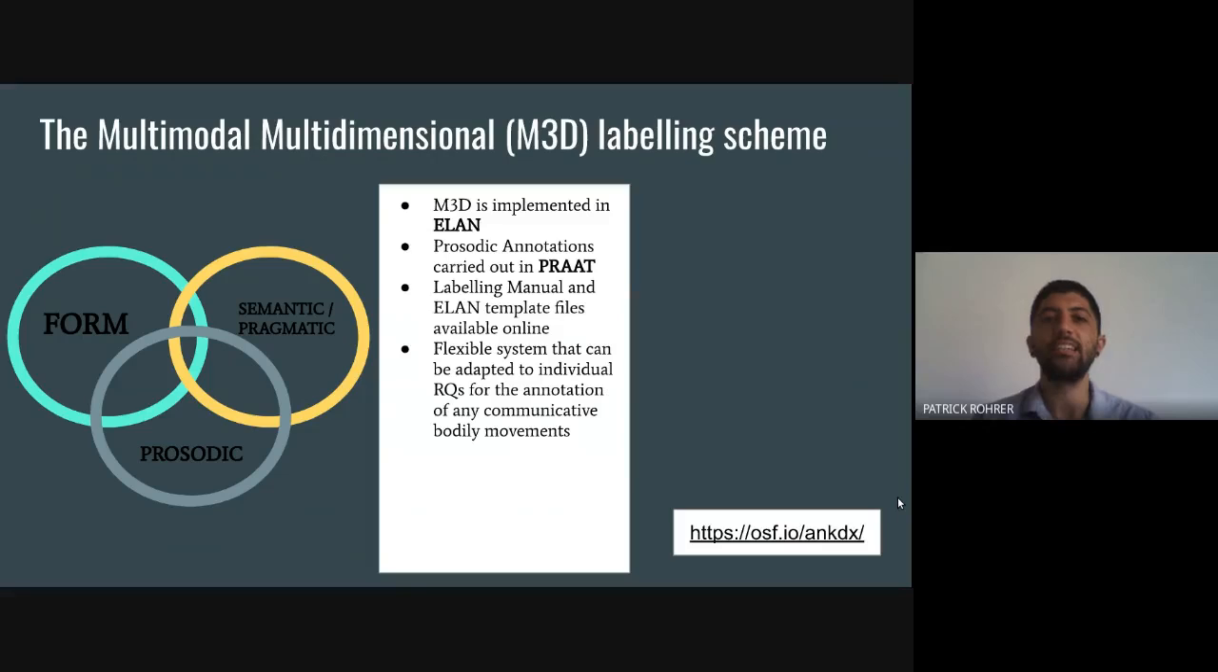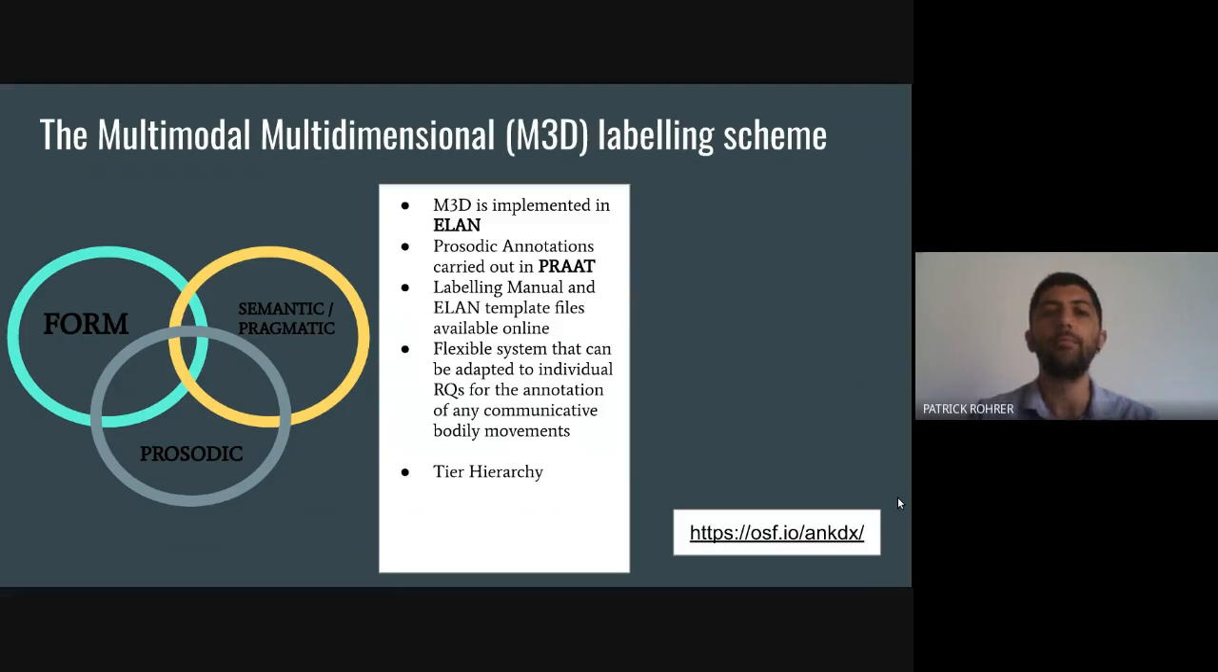And finally, the idea is that this is a flexible system that can be adapted to individual research questions, so you can choose exactly how precise you want to make your annotations. But we also want it to be a flexible system in the sense that it can work for all bodily movements, and that any sort of speech act could be accounted for. So if you're looking at interactive versus non-interactive speech, academic speech or children's speech or anything like that, the system is able to be adapted to fit those needs.